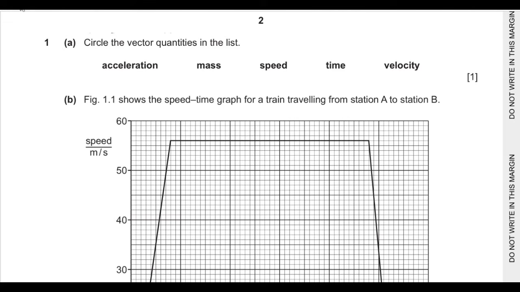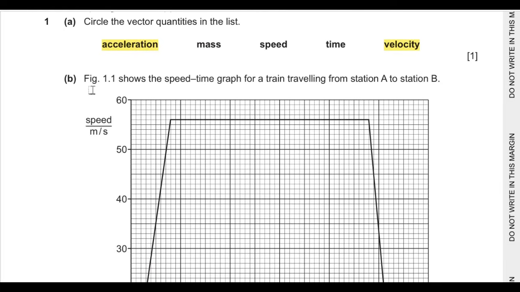So considering all these, acceleration is the quantity that has both magnitude and direction. So it is a vector quantity. Mass is only concerned with magnitude. Speed is also concerned with magnitude, not the direction. Time is also concerned with magnitude only, but velocity is concerned with magnitude and direction. So these both are vector quantities.